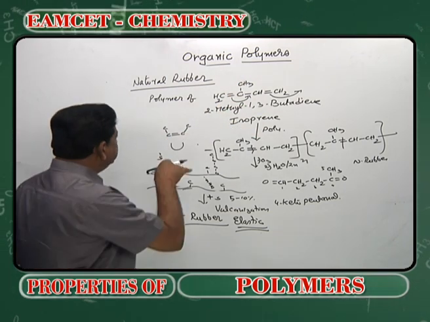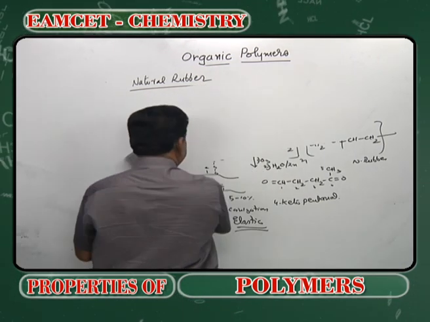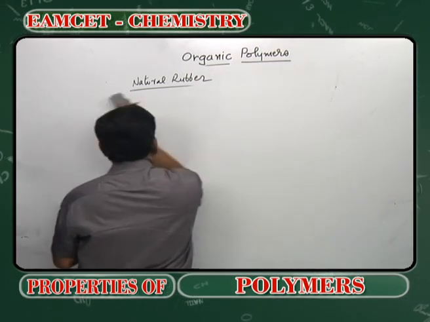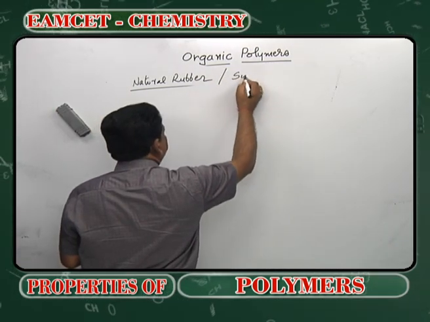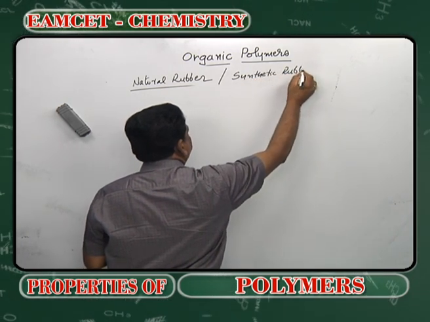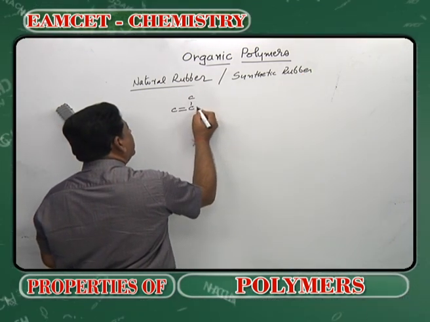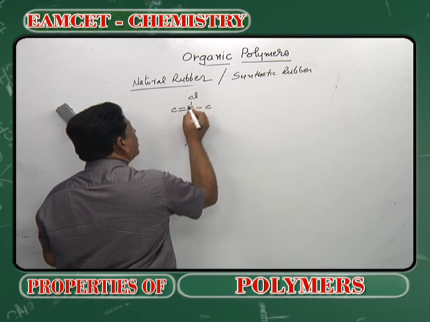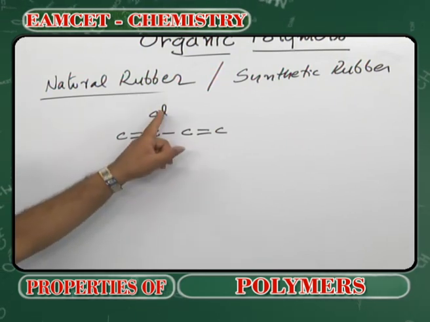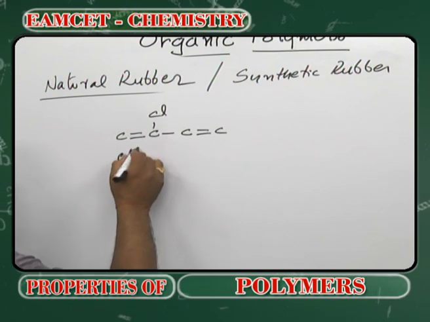Based on this, as a sort of imitation, after the total study of natural rubber, we have also prepared synthetic rubber. Instead of a methyl group, we have taken a chlorine-containing isoprene. If a methyl is there, it is isoprene. This chlorine-containing isoprene is called chloroprene.